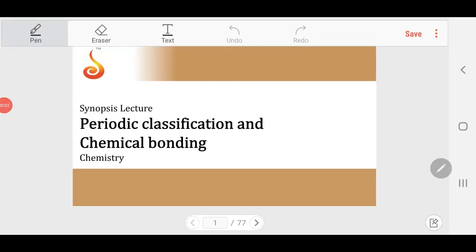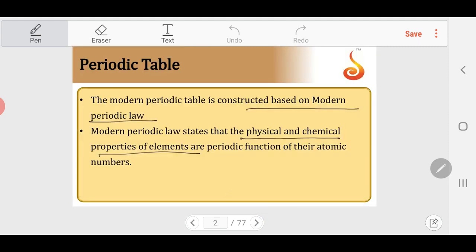Good morning, dear students. Today we will go through periodic classification and chemical bonding. To start with, periodic table synopsis.